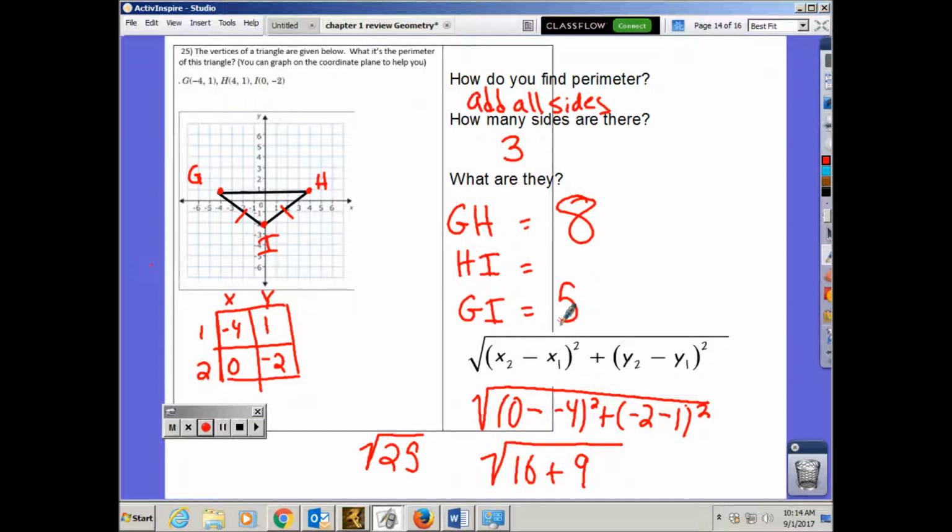What's the length of HI? 5. Okay, I have to add these all up. I can add in any order. 5 plus 5 is 10, plus another 8 is 18. So guess what?